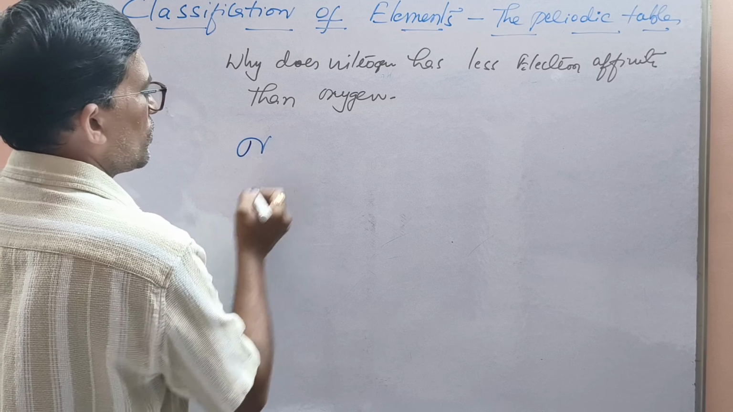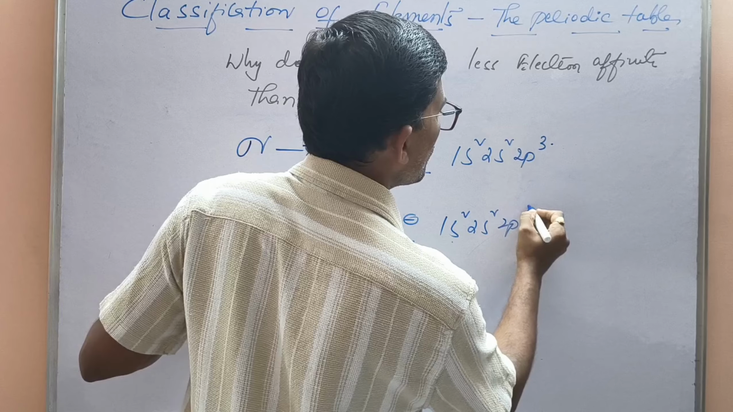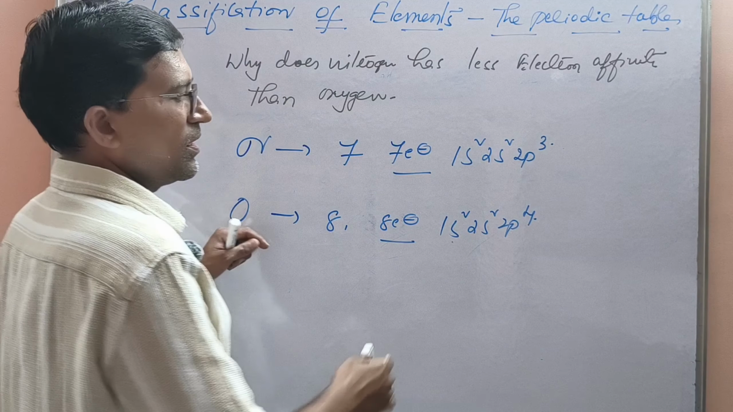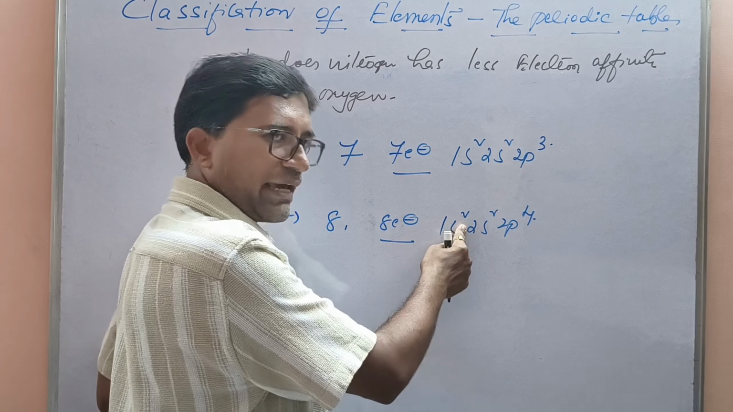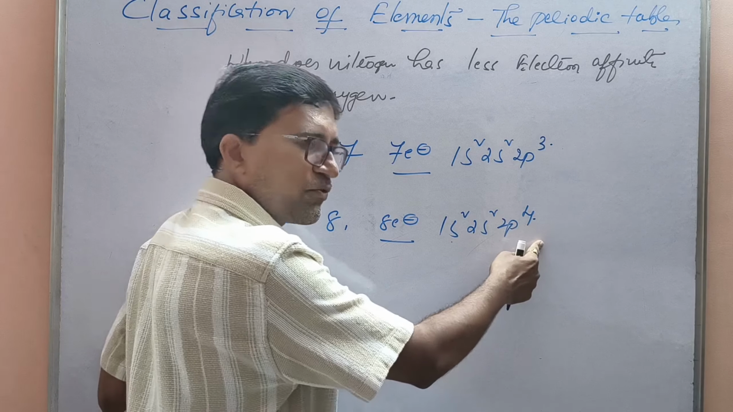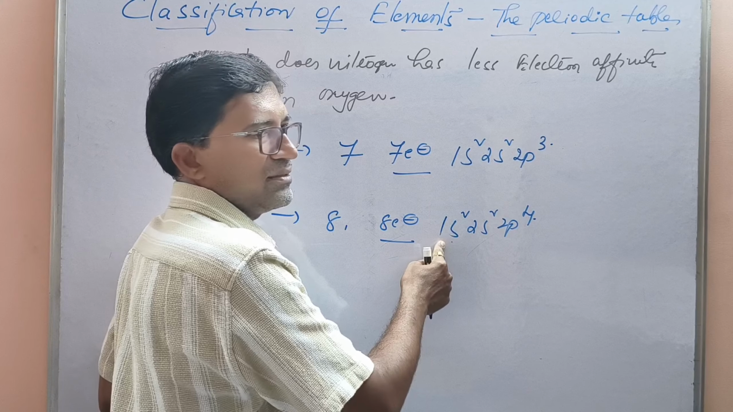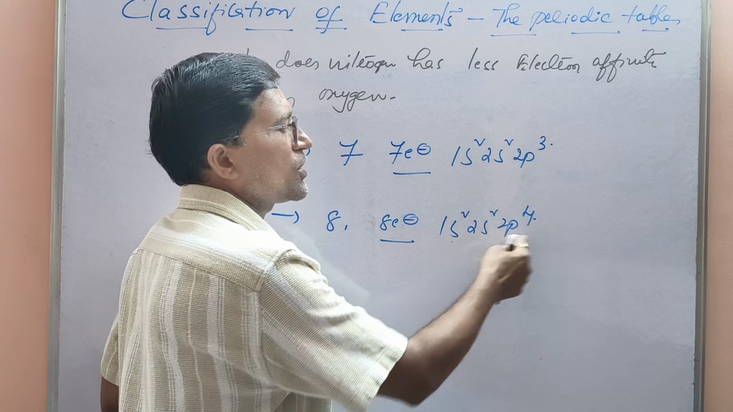Nitrogen and oxygen we are comparing. Nitrogen's atomic number is 7. It contains 7 electrons. Oxygen's atomic number is 8, and it contains 8 electrons. If I write the configuration, for nitrogen it is 1s2, 2s2 and 2p3. For oxygen it is 1s2, 2s2, 2p4. Some will pronounce it as 1s square, 2s square, 2p4, but to understand, it is 1s2, 2s2, 2p4.